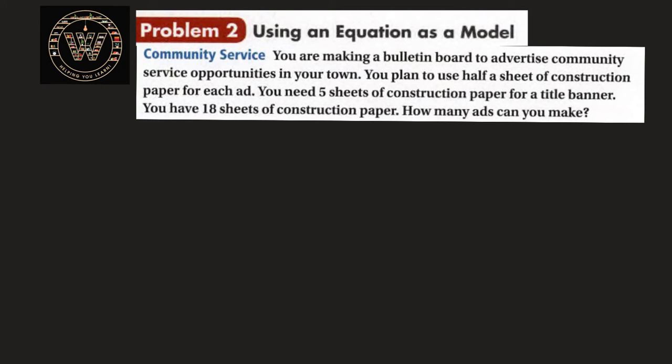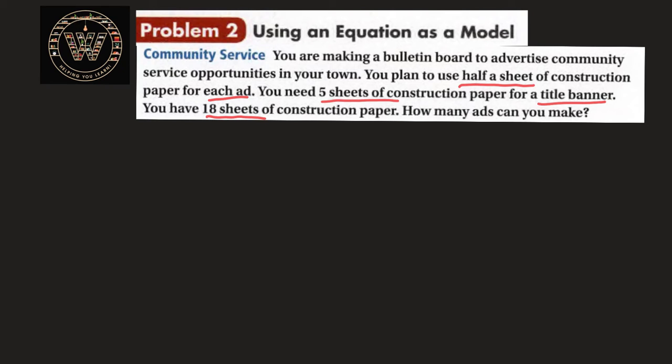Let's use an equation to model a real world problem. You are making a bulletin board to advertise community service opportunities in your town. You plan to use half a sheet of construction paper for each ad. So for every ad, you're going to use half the sheet of paper. You need 5 sheets of construction paper for the title banner. You have 18 sheets of construction paper. How many ads can you make?